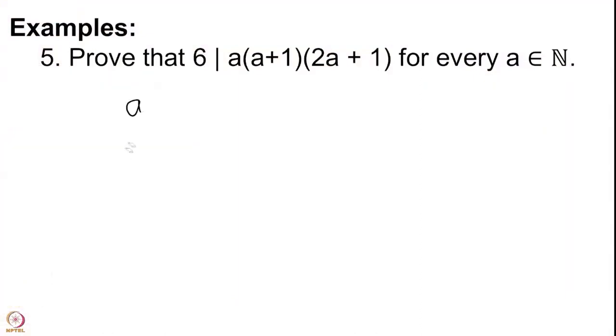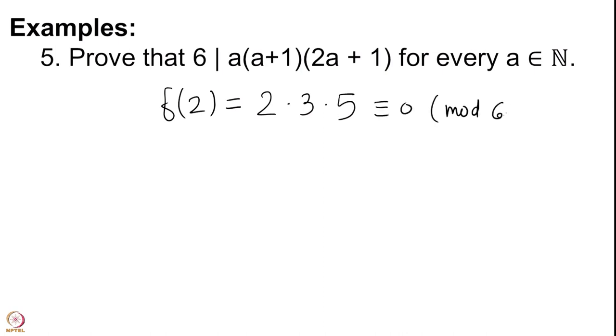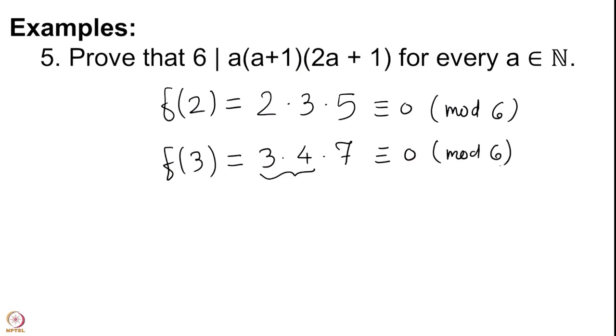So we will check 0 is done, 1 is done. So I need to check what happens when we put the value of 2. So this is going to give you 2 into 3 into 5, which is 30, and of course this is also 0 mod 6. Class of 3, this gives you 3 into 4 into 7. Since here already we have 12, which is 0 mod 6, we get that this is 0 mod 6. Then we take the class of 4, which gives us 4 into 5 into this quantity will give us 9. So, the product of these two is 36, which is 0 mod 6.